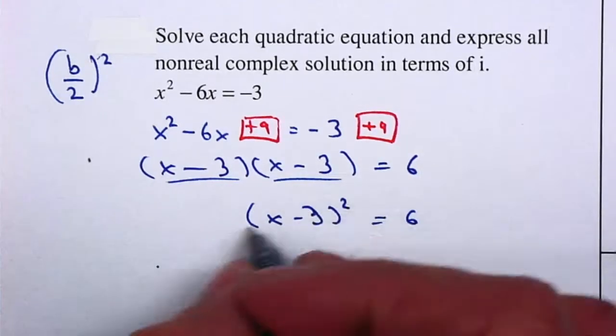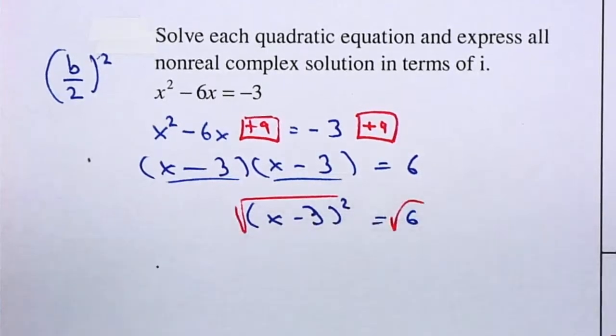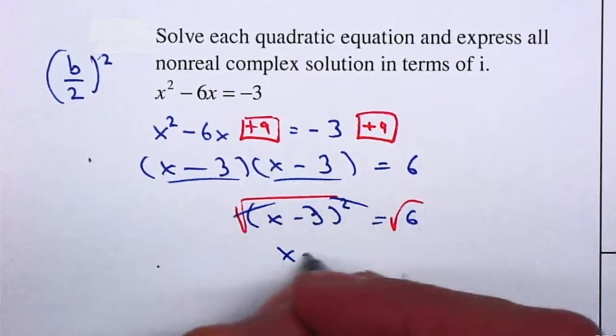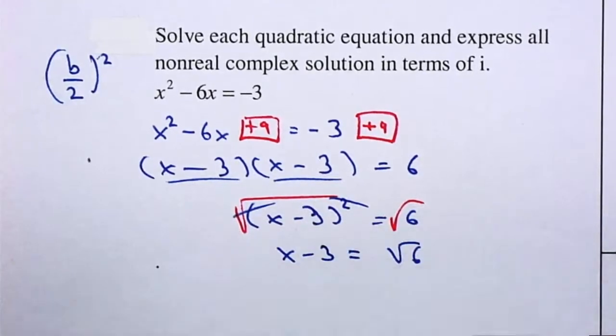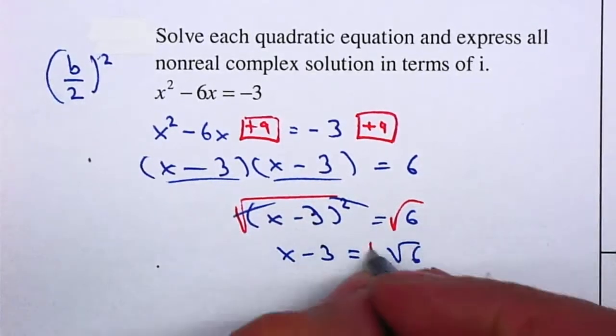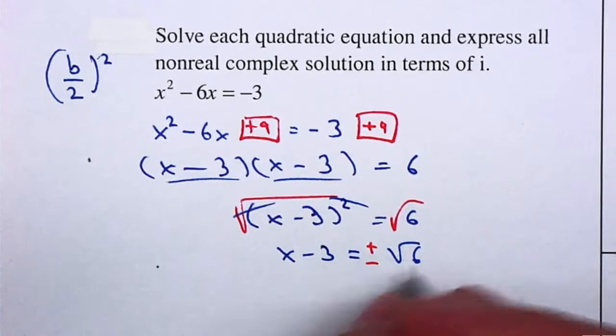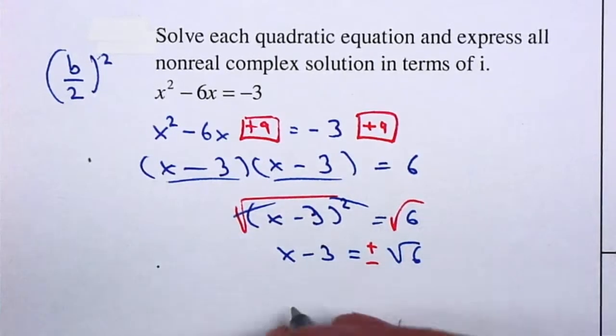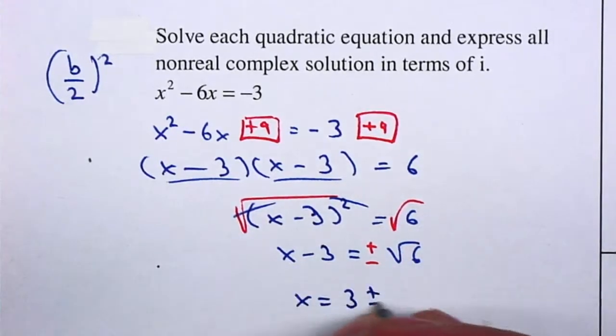In order to get rid of the square, we're going to take the square root on both sides. The square root and the square cancel, so I have x minus 3 is equal to the square root of 6. But let me not forget my plus or minus. Move the 3 to the right, becomes a positive 3. So x is equal to 3 plus or minus the square root of 6.